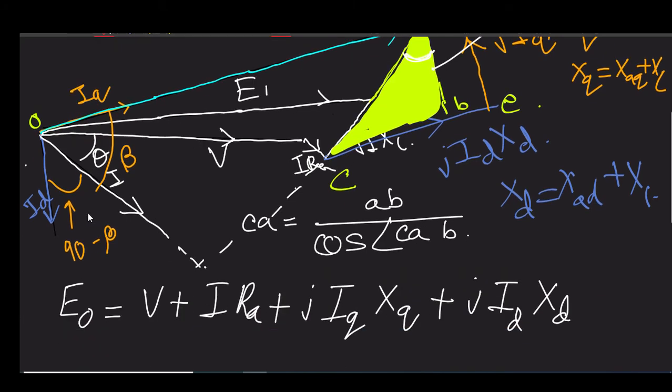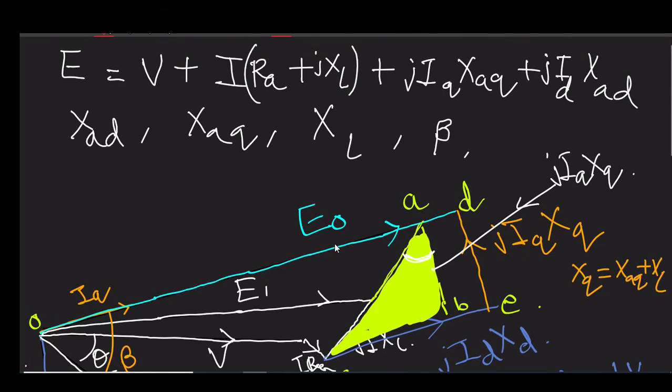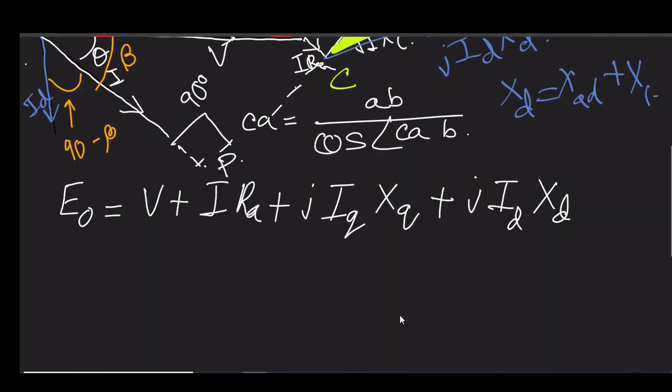Let it be P. So this is 90 degrees. This is quite logical because jIXq was already making an angle of 90 degrees with phasor I. So if this is 90 degrees, then obviously this much is 90 minus beta from the triangle law. The sum of three angles should be 180 degrees. So this is 90 minus beta. Therefore this is beta.